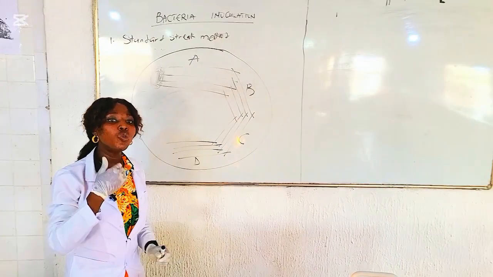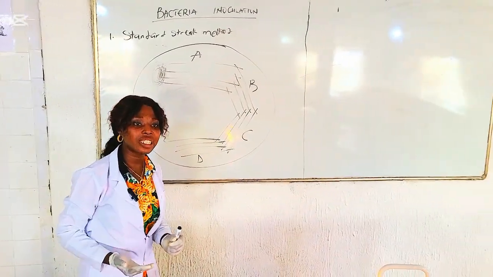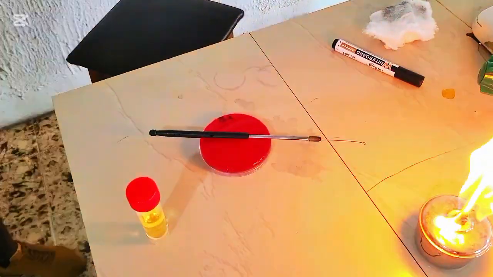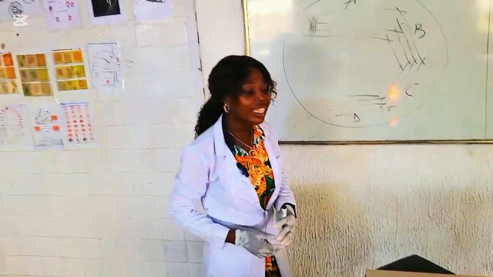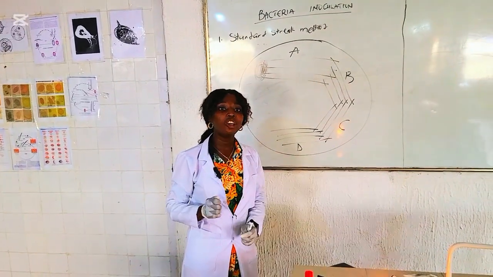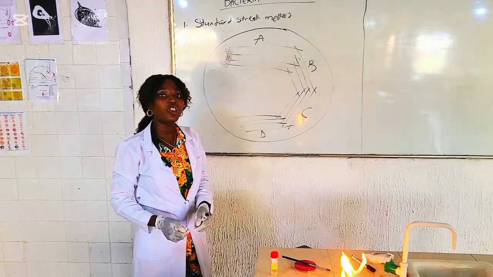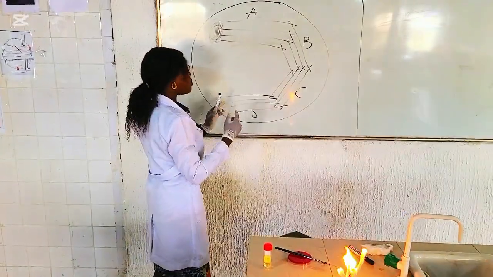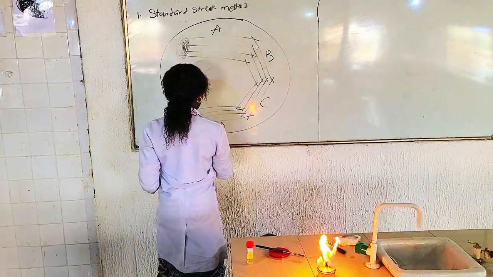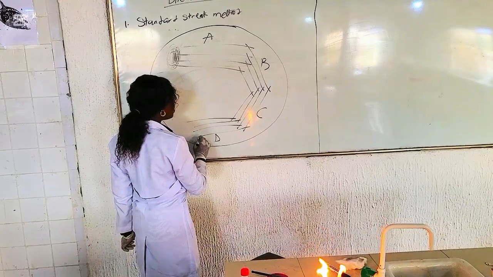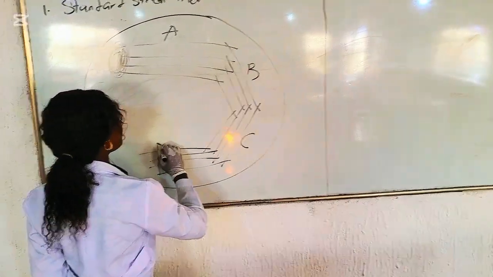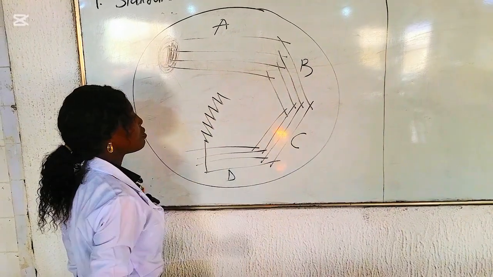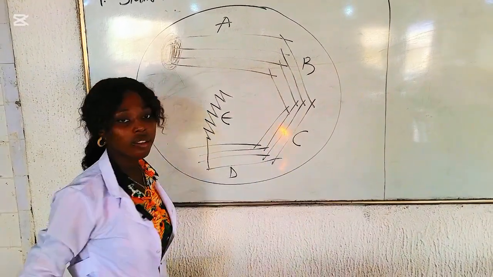If not, you will kill the microorganisms with heat. Maybe you are too much in a hurry, or you're not patient enough to allow the wire loop to cool, and then you went to streak immediately. You will kill the microorganisms if present. So that's why you allow it to cool after flaming red hot. Once it has cooled, you streak this time around in a zig-zag manner. And this is streak E.